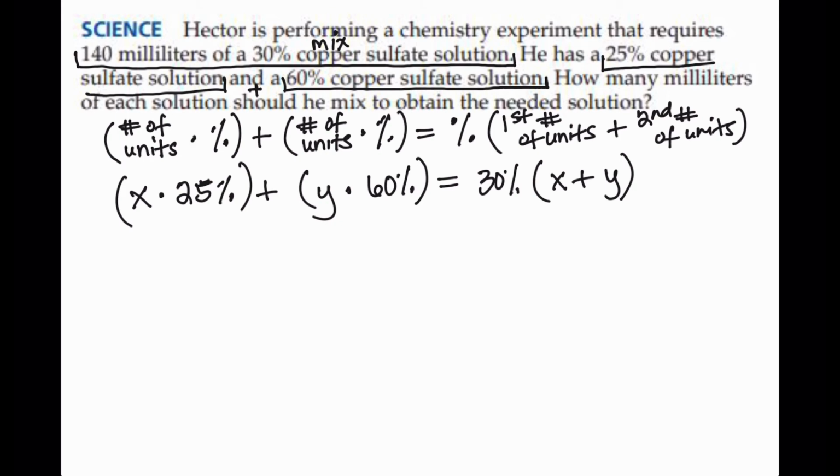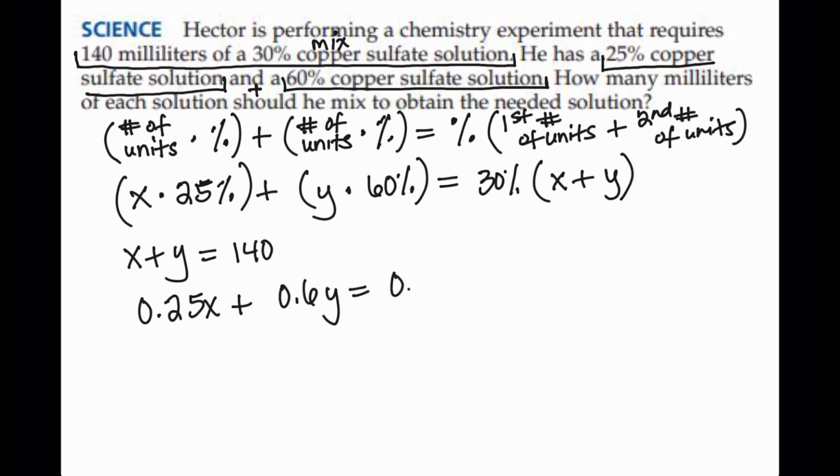But in this case, they tell you that the x plus y is really 140 milliliters. So this actually becomes a system of equations. So we know that x plus y is equal to 140 milliliters. So when I rewrite this problem, I'm going to write it like this: 0.25x plus 0.6y is equal to 0.3 times 140.